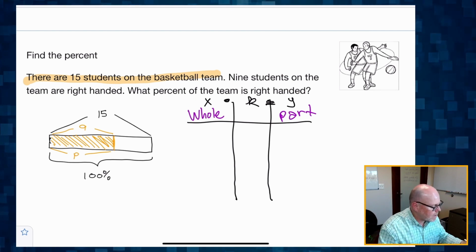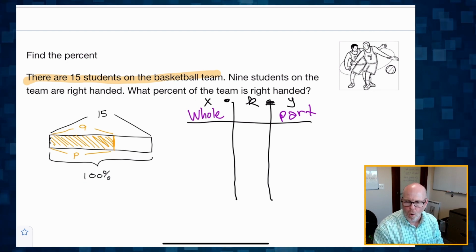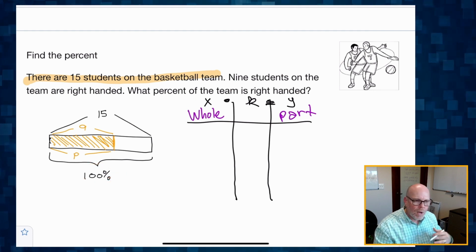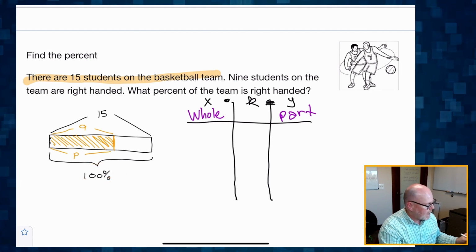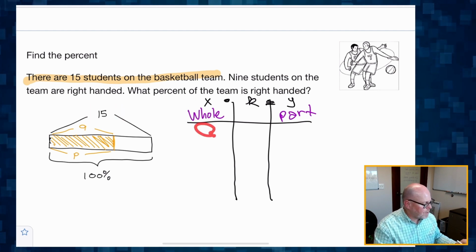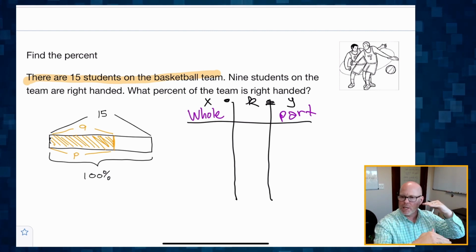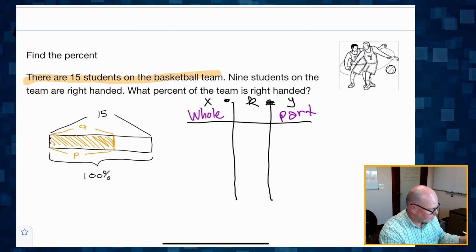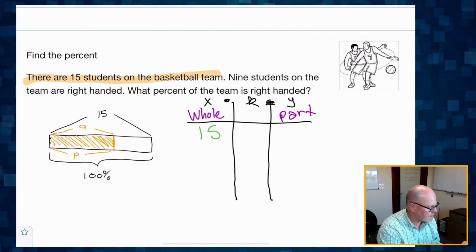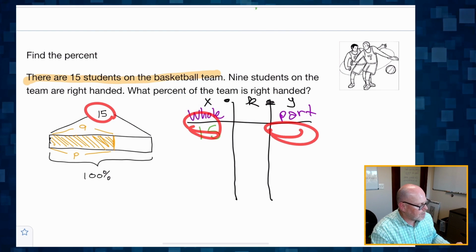And now let's take a look at our picture and what values represent the whole. Well, I see that the number 100, the 100%, represents a whole, and I also see that 15 represents the whole. So we're going to put both of those values in the whole column. It doesn't matter which one goes first. I guess I'll just put the 15 first. And then we say, well, 15 has an associated part.